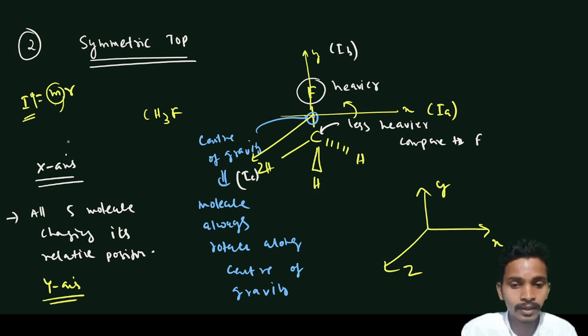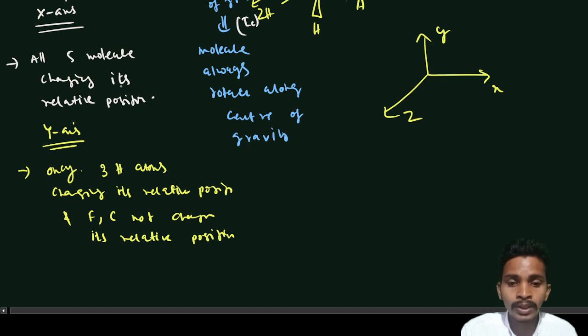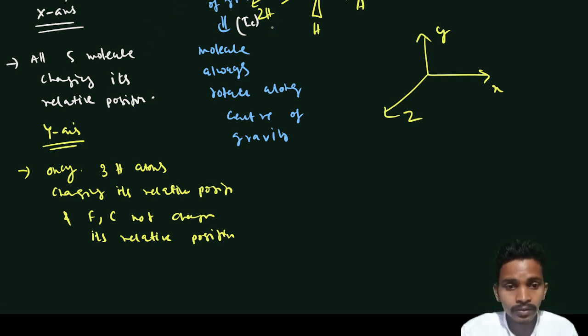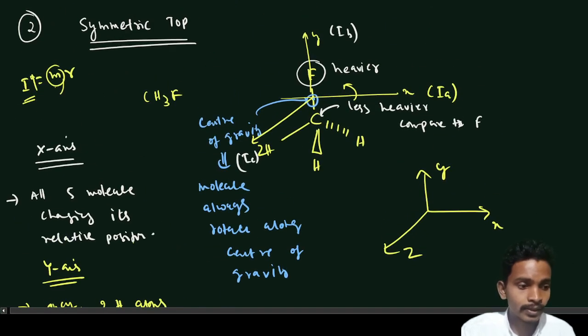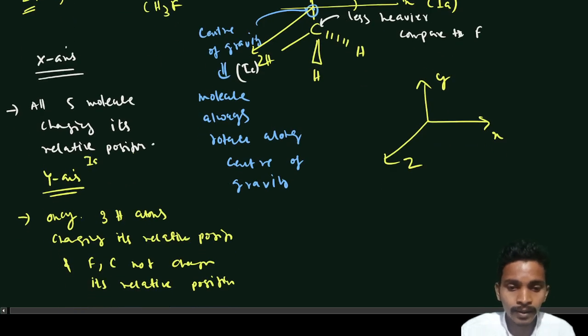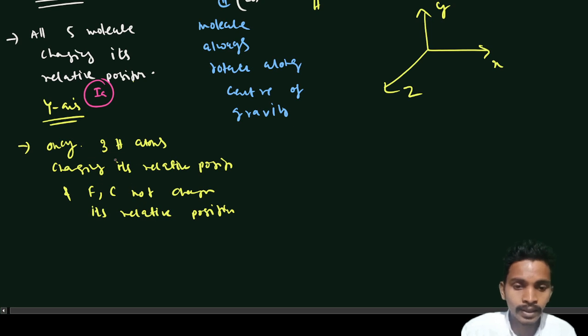So I directly say that if mass is changing, the relative position of the molecule is changing, and definitely I is changing. If the relative position of the molecules is changing, it means the moment of inertia is changing. So all five atoms are changing their relative positions, meaning I is changing. Along the x-axis, IA is changing, so it has some IA. Along the y-axis, three hydrogen atoms are changing and F and C are not changing, so it has IB.